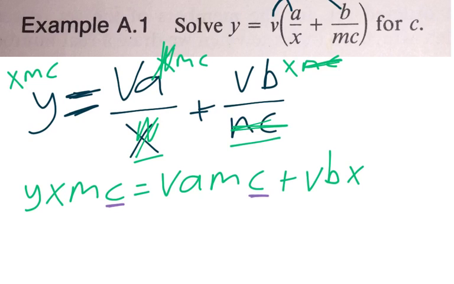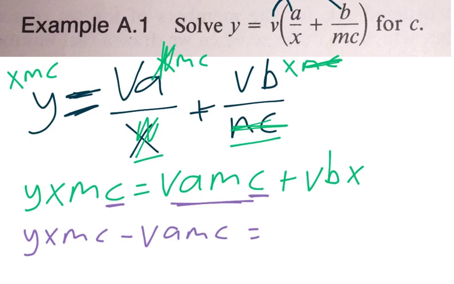Notice we're solving for these C's, and there are two of them, so let's put them on the same side. So we'll have YXMC minus VAMC. Now remember, this is a simple algebraic process of whatever you do to one side, you do to the other. Technically, we are subtracting this term from both sides.